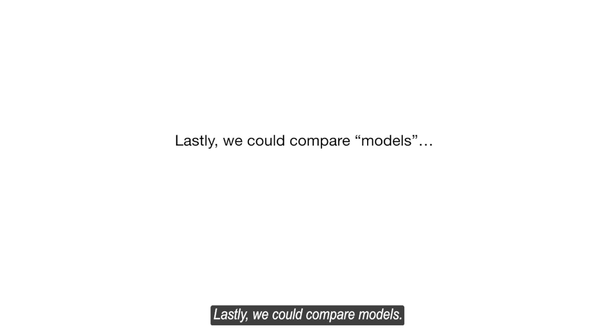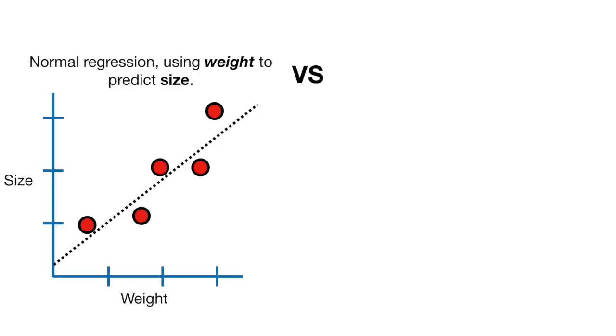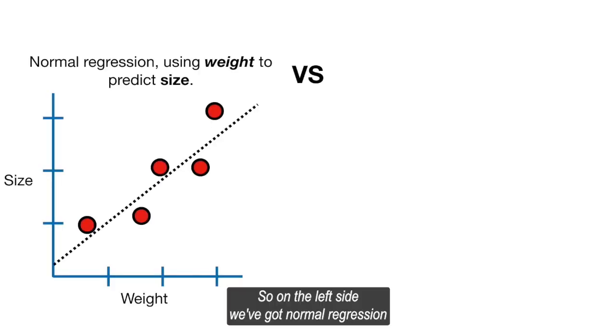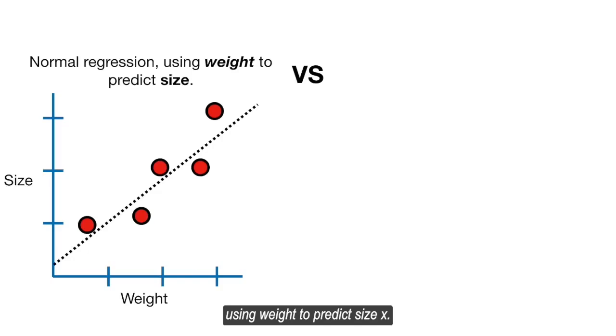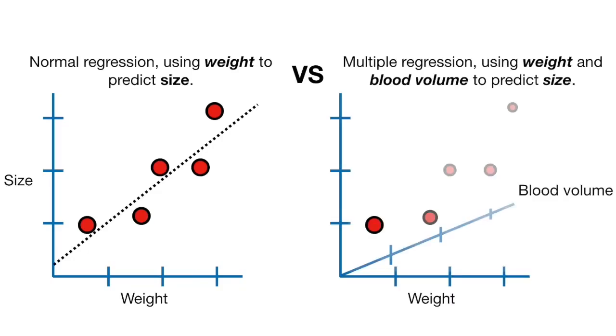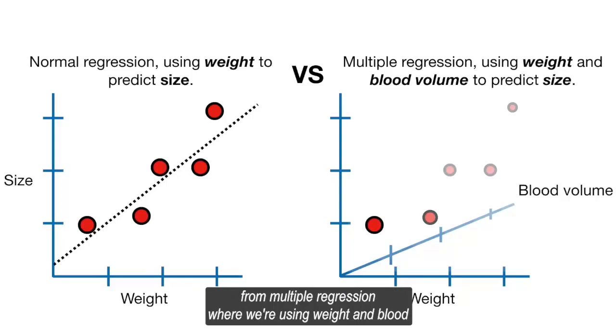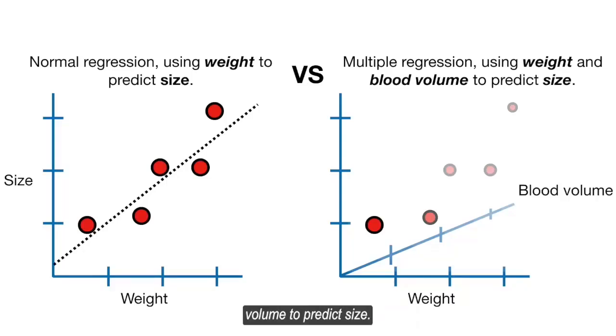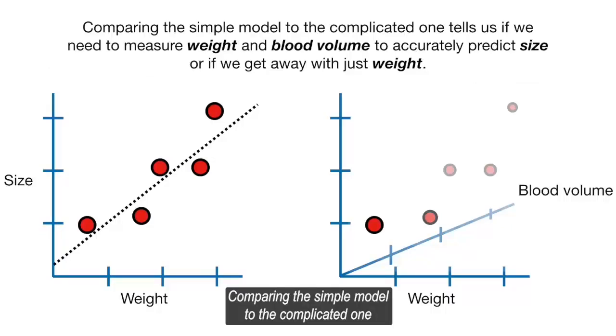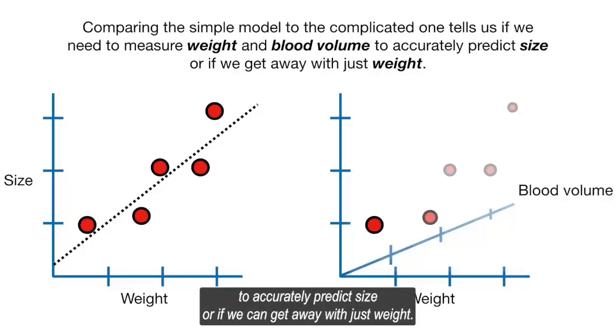Lastly, we could compare models. So on the left side, we've got normal regression using weight to predict size. And we can compare those predictions to the ones we get from multiple regression, where we're using weight and blood volume to predict size. Comparing the simple model to the complicated one tells us if we need to measure weight and blood volume to accurately predict size, or if we can get away with just weight.